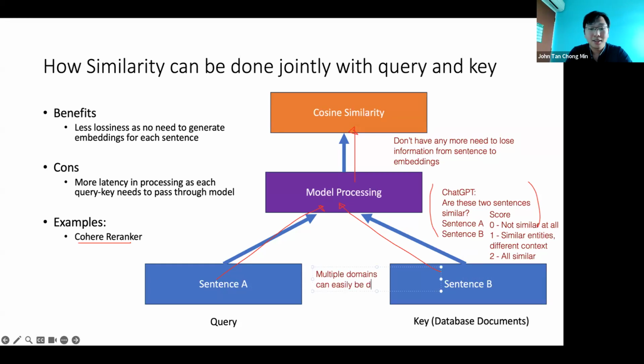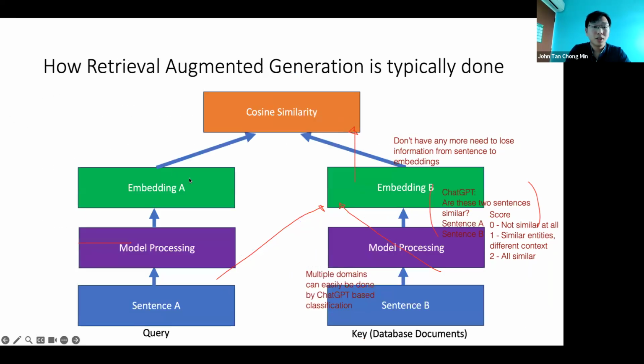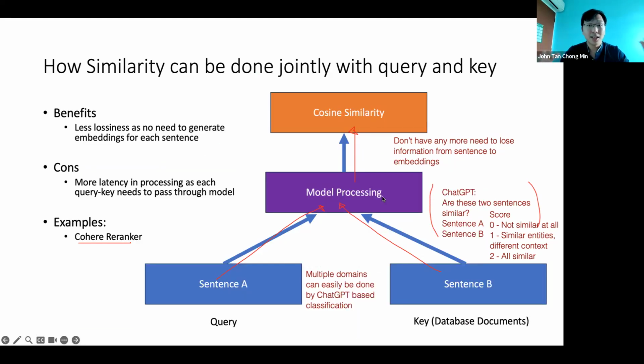Can easily be done by ChatGPT-based classification. So if you use this method, you may not even need to train the embeddings to be performant, because there are no embeddings here. I mean, the embeddings in the model itself, but there's no embedding A and no embedding B. Everything is done in the same model, and then you just output something. The output could be a cosine similarity score, or you could output your own stuff, like text describing the similarity, or a classification score on multiple domains of similarity.